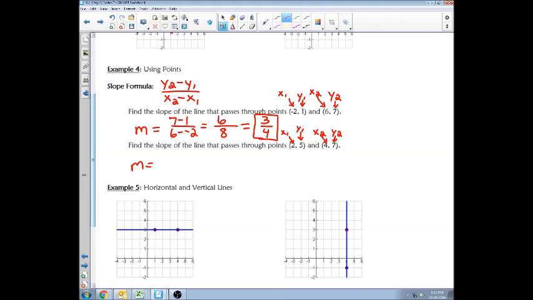So I'm going to take y2, 7, minus y1, which is 5, over x2, which is 4, minus x1, which is 2. So 7 minus 5 is 2. 4 minus 2 is 2. Both of those are divisible by 2, or you could just take 2 divided by 2, and I would end up with 1. Okay? So in that case, my slope would just be 1.